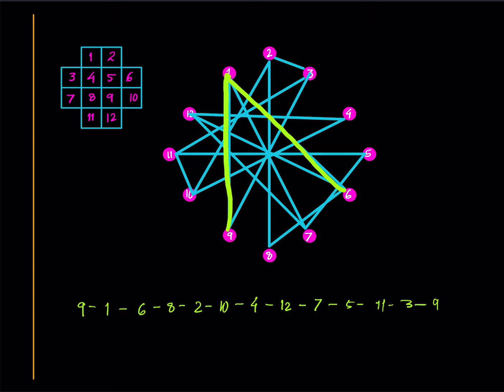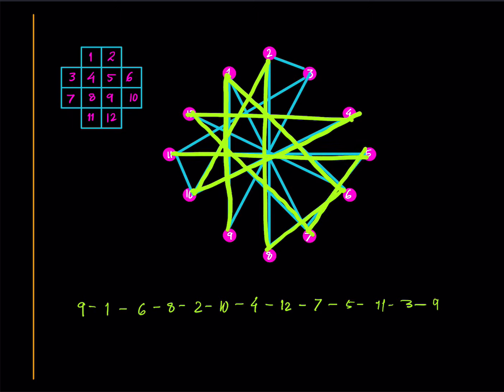Then I go to 6 and then I go to 8. Then 2. Then 10. Then 4. Then 12. 7. 5. 11. 3. And then again 9. So this will be the last. So I come back to the original position.